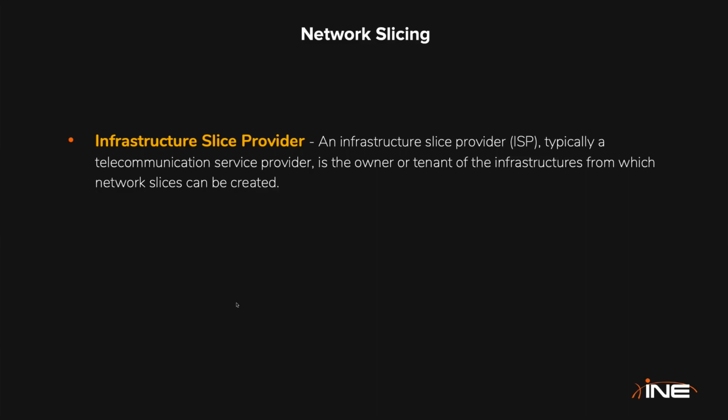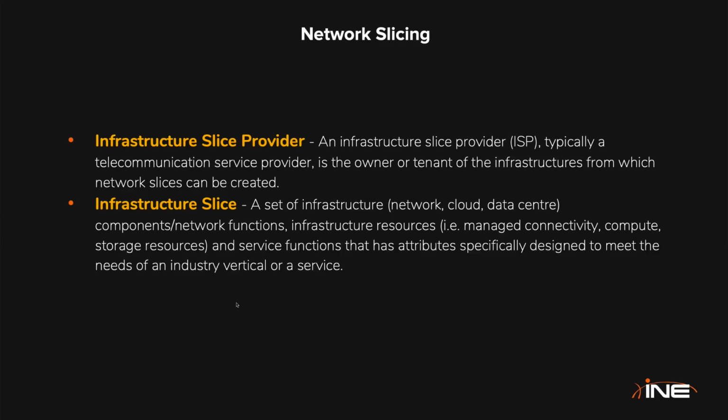So here, an infrastructure slice provider is basically an ISP who is the owner of the infrastructure from where network slices can be created. An infrastructure slice is basically a set of infrastructure which could be a network or a cloud or a data center. Basically, it uses the infrastructure resources, which could be, again, compute, storage, resources, service functions, VNFs, and it's basically used to design the needs of the customer.